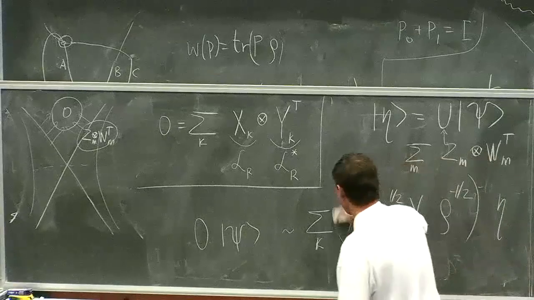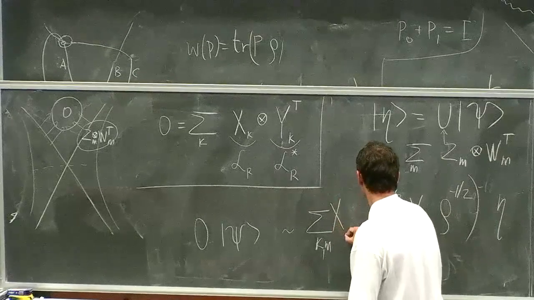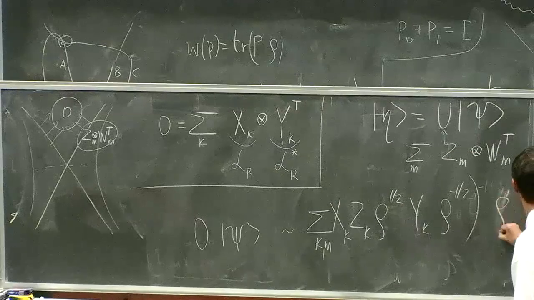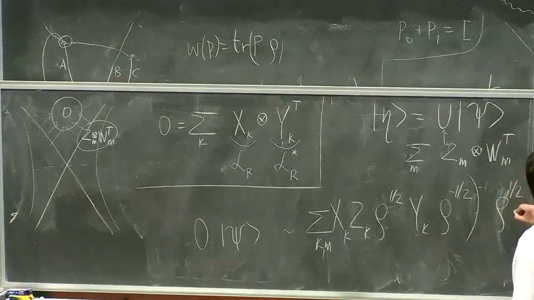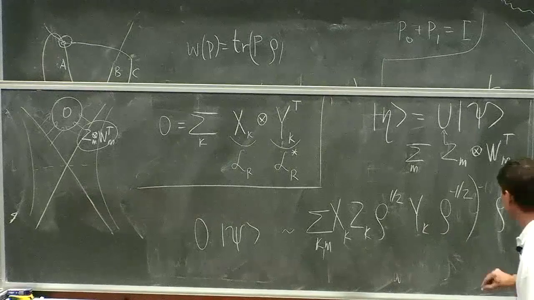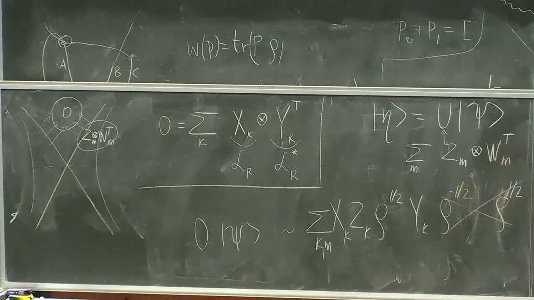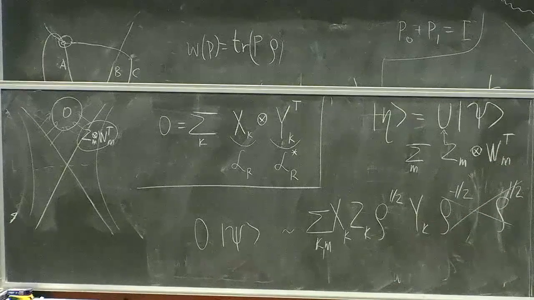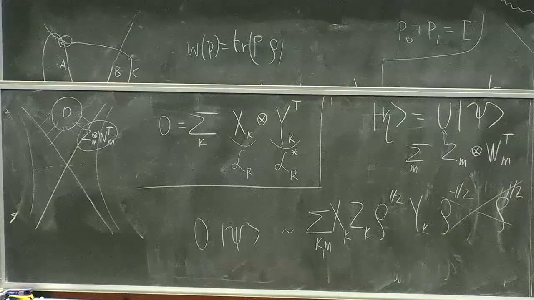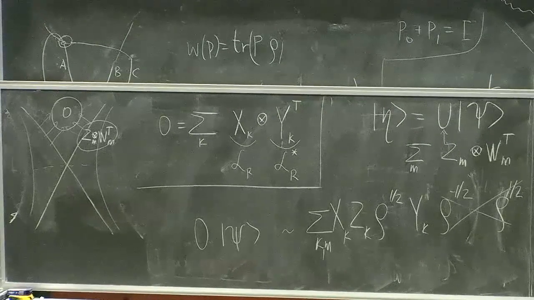So the answer is it's sum over k and m, xk, zk, and instead of eta, we take rho 1/2 Wm dagger, and these two cancel. And now I should say this is without transpose. Now we can reinterpret it in terms of ket vectors and draw a diagram of a circuit.